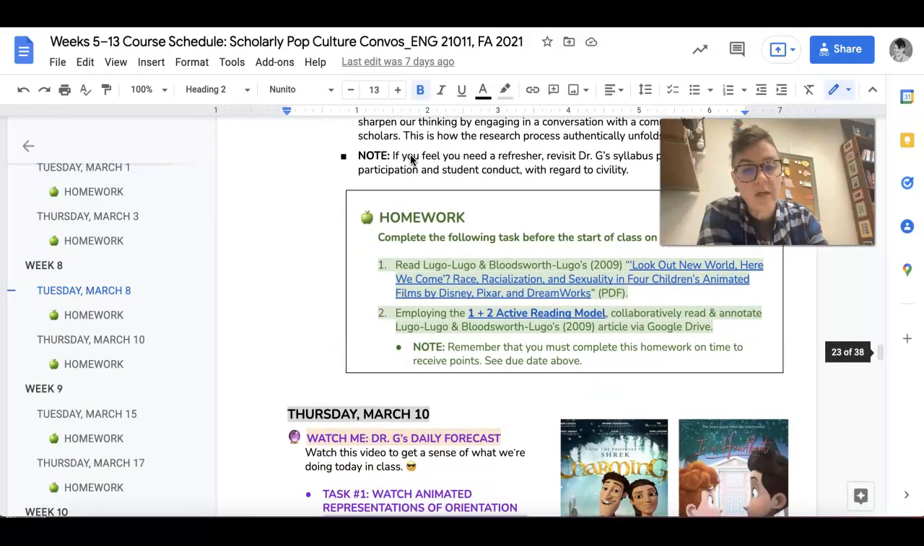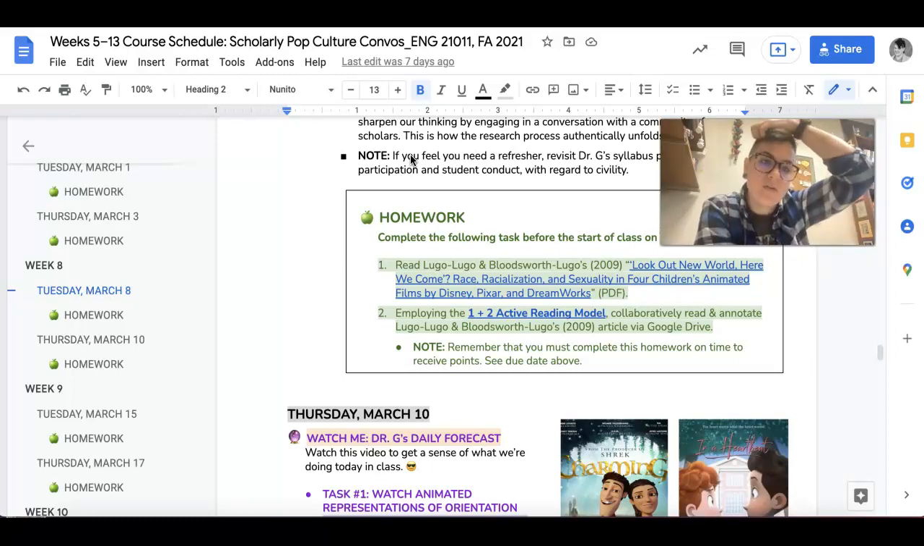And then for homework, you are going to be reading Lugo and Bloodsworth-Lugo's piece, which is really talking about the representations of race, racialization, which is where we're talking about conferring race to actual creatures that do not have races. So like racializing a bunny in a cartoon, right? Or, you know, Shark Tale. They'll talk about it, but just know that that's what I'm talking about by racialization, and that's what they're talking about by racialization.